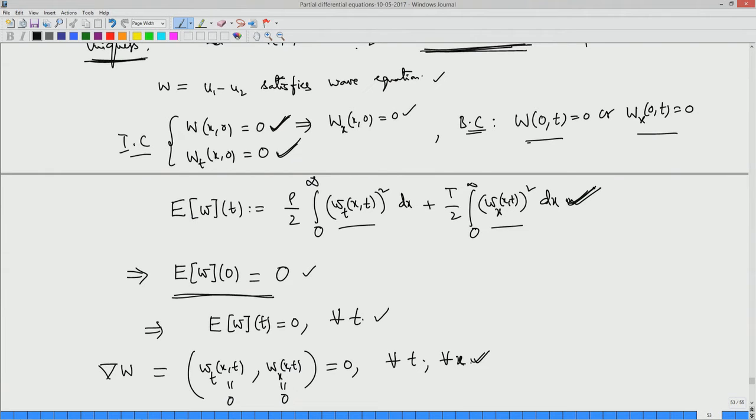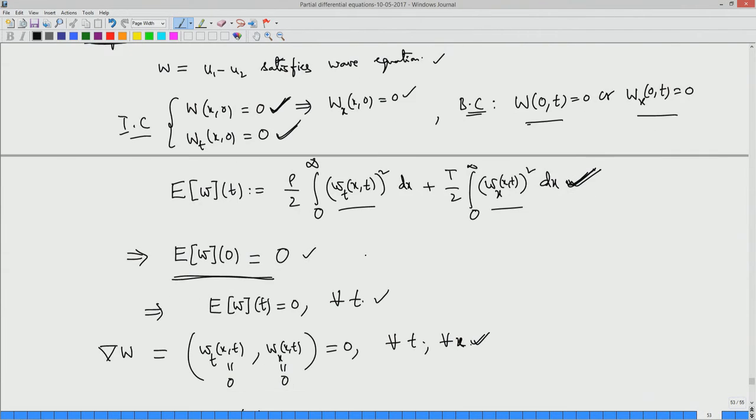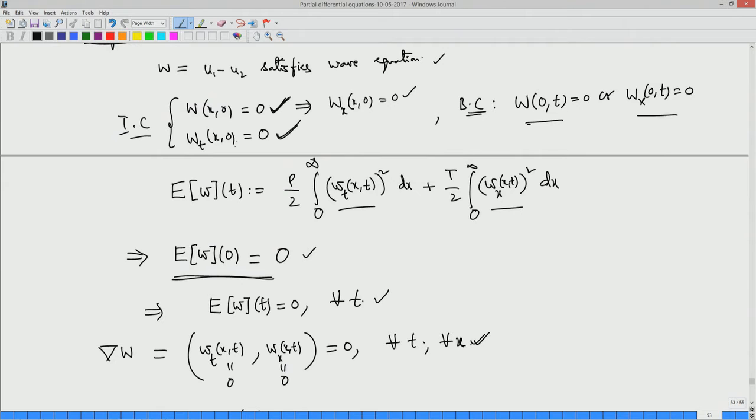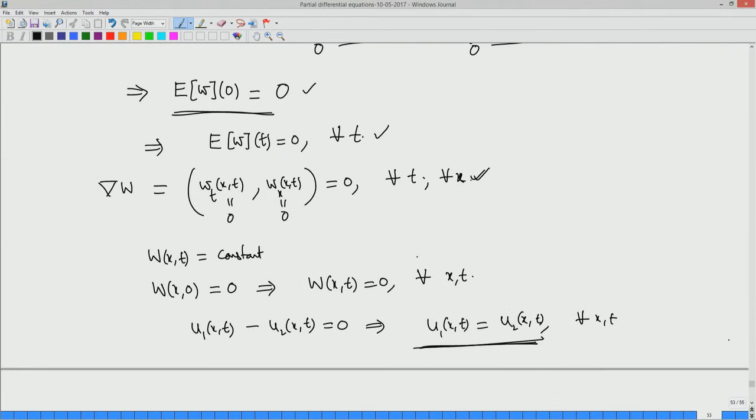So, the energy as a function of t is now the integral from 0 to infinity, where this is the kinetic energy and this is the potential energy. So, that is the total energy. Because of this initial data, this energy at time t equal to 0 is 0, and because of conservation of energy this has to be 0 for every t. So, the rest is the same.